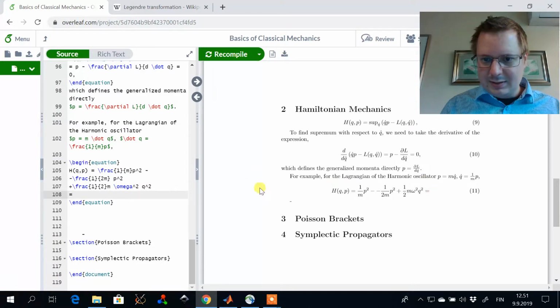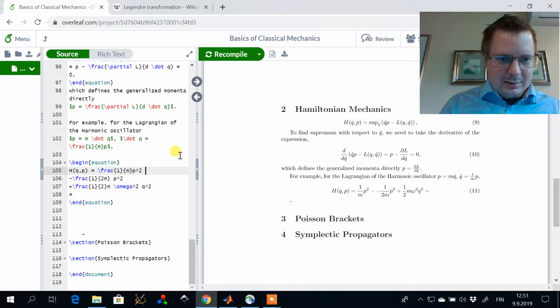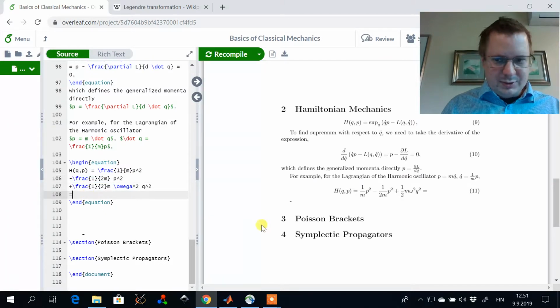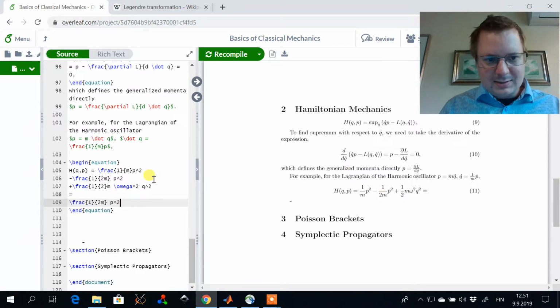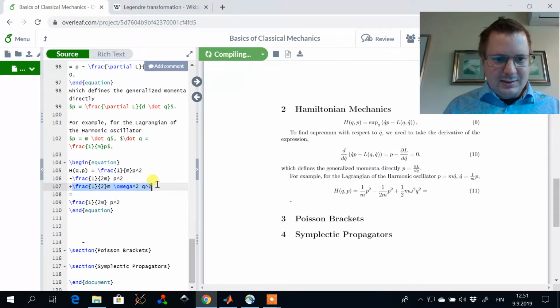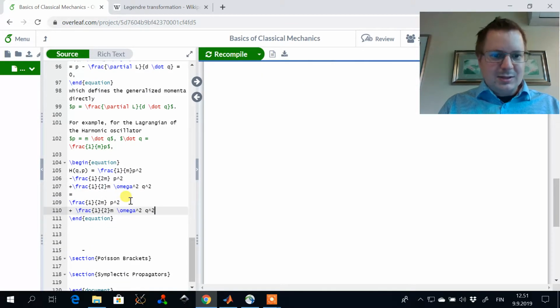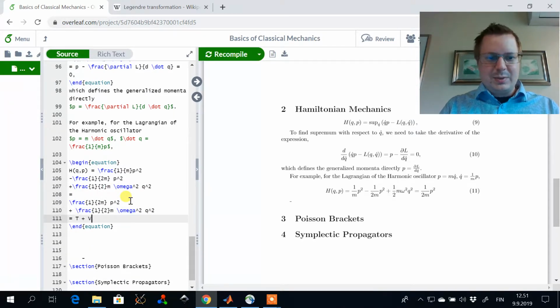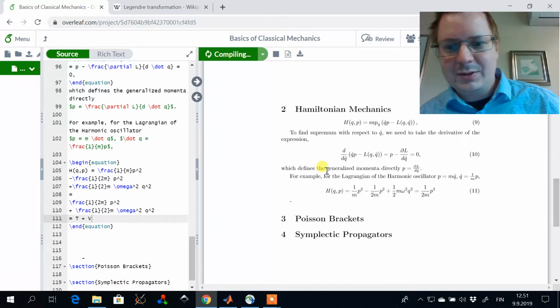So we end up having something like this. Then we can combine these two terms. There's 2 times the kinetic energy minus the kinetic energy, so it will end up as the kinetic energy, and then the potential energy. So this is just the typical T plus V, the definition of the Hamiltonian.